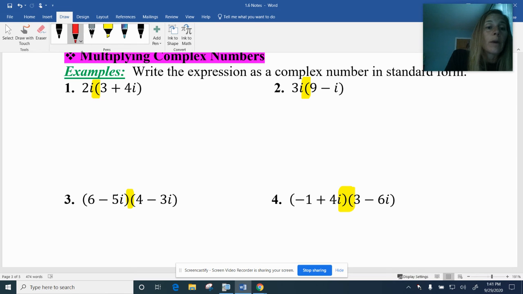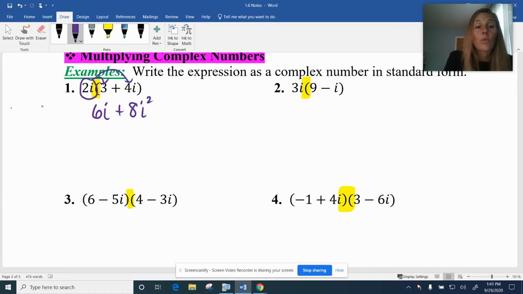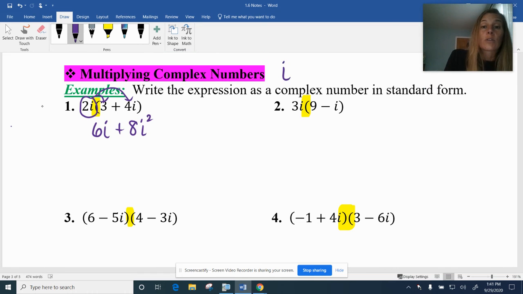So now at this point, we are going to distribute this 2i to each other term here in the parentheses. And it's just like if there was x's or y's or some other variable, you do the same process with the multiplication. So 2i times 3 would be 6i. 2i times 4i, you would get 8i squared. Now, prior to doing the imaginary numbers, if you had a problem like that, you would be done at this point. Except now you have to remember i squared really equals negative 1.